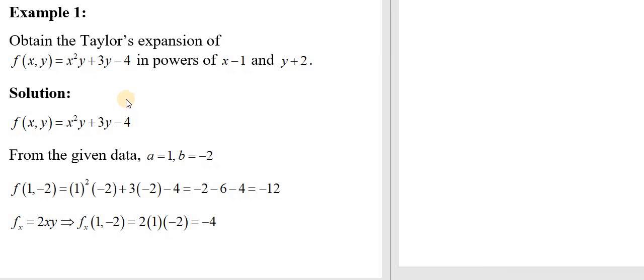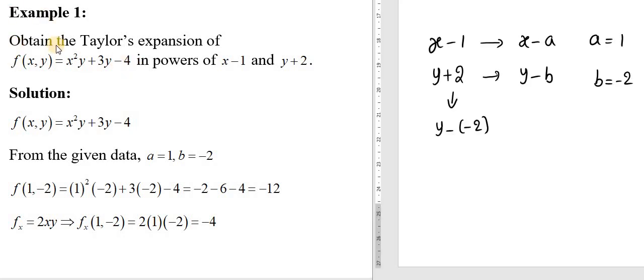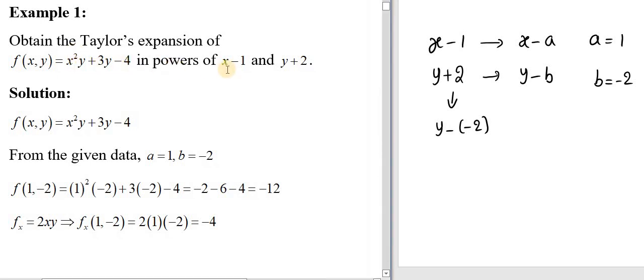So, observe the first question. Obtain the Taylor's expansion of f of x comma y equal to x square y plus 3y minus 4 in powers of x minus 1 and y plus 2. Observe the given function is in terms of x and y. Once again, obtain the Taylor's expansion of f in terms of x comma y. It is x square y plus 3y minus 4 in powers of x minus 1 and y plus 2.